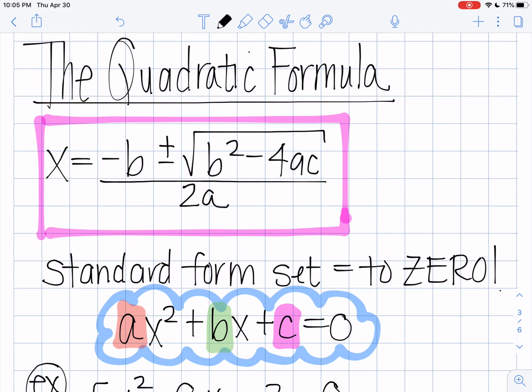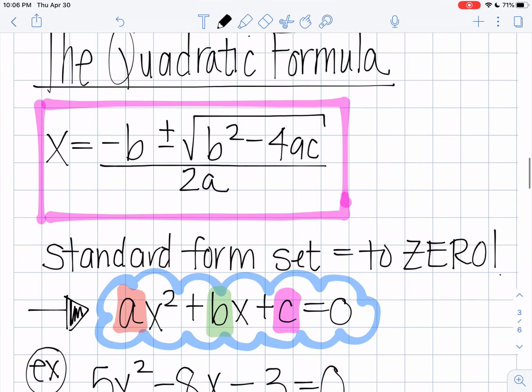So what you have to remember, you want to take your quadratic equation and make sure that it's in standard form and it's set equal to 0. So that means that we are here where you have ax squared plus bx plus c is equal to 0. So we have to find the a, the b, and the c for the quadratic formula in our equation. The a value is the number that's next to the x squared. The b is the number that's next to the x, and the c is the number that's by itself with no variable next to it, which is called a constant.